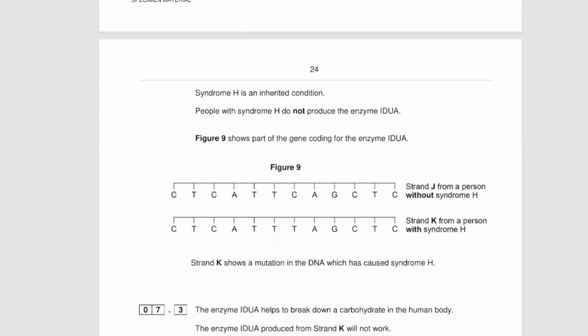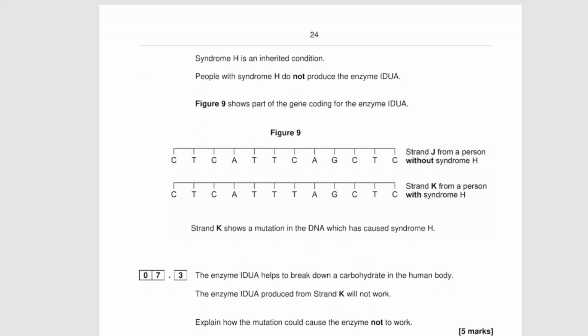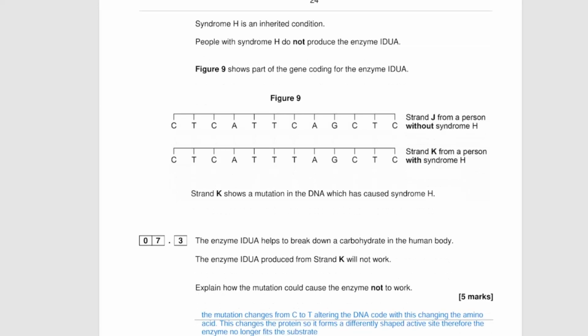Syndrome H is an inherited condition. People with Syndrome H do not produce the enzyme IDUA. Figure 9 shows part of the gene coding for the enzyme IDUA. Strand J is from a person without Syndrome H, and Strand K is from a person with Syndrome H. Explain how the mutation could cause the enzyme not to work. The mutation changes the C to a T, as you can see here, altering the DNA code with this change in the amino acid. The change in the amino acid causes the protein to change, so it forms a differently shaped active site. Therefore, the enzyme no longer fits the substrate, preventing it from working.